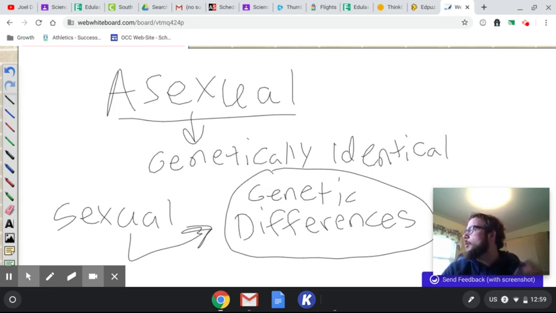Sorry, I keep looking out at the window because I'm talking about environments changing. It looks like it's about to rain.